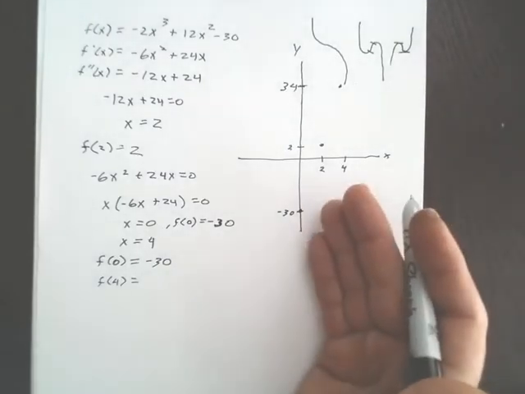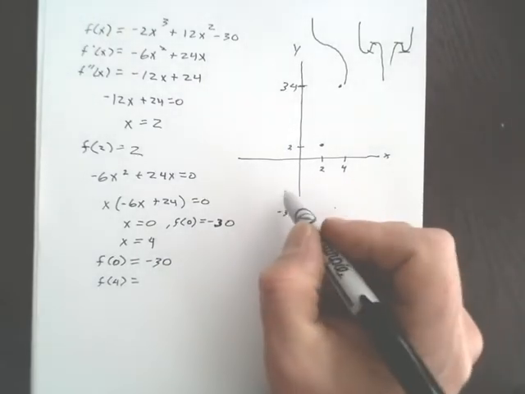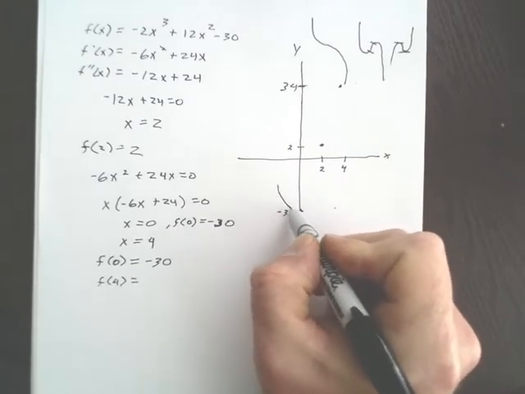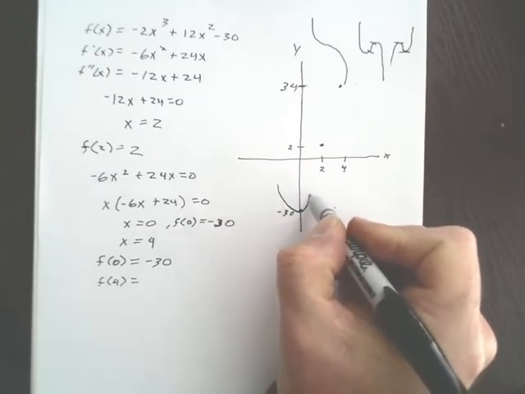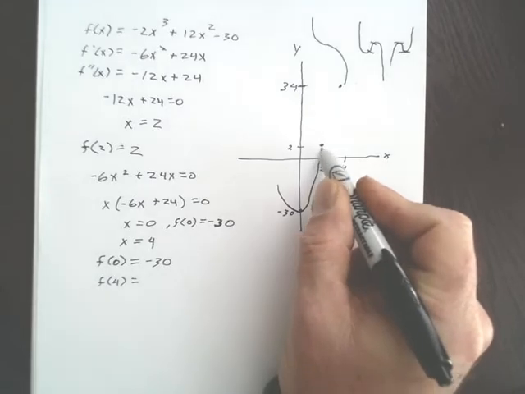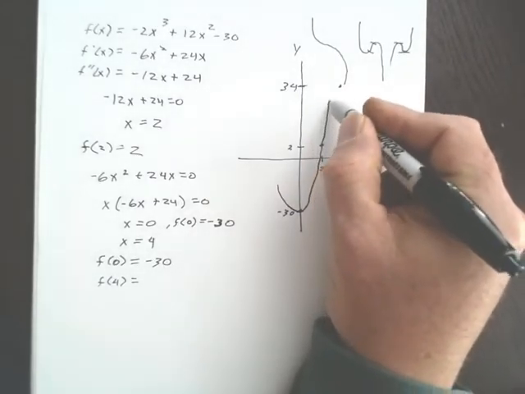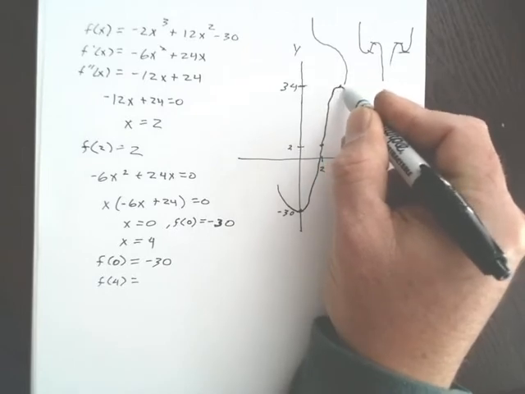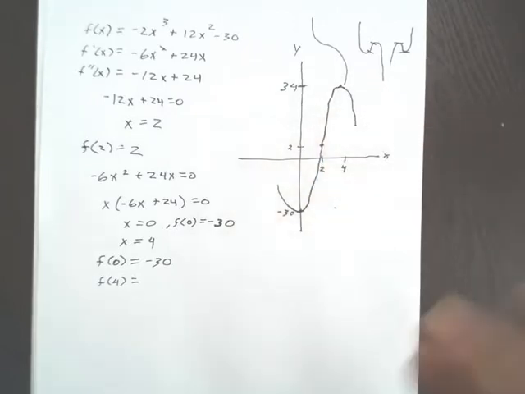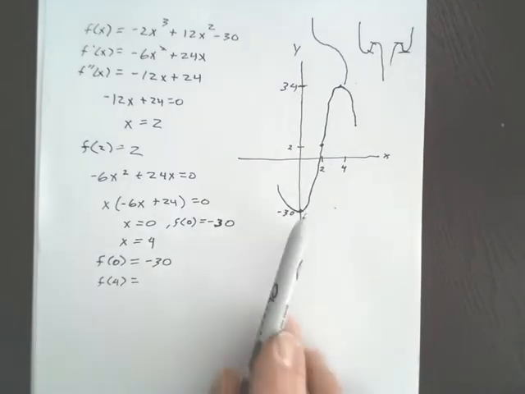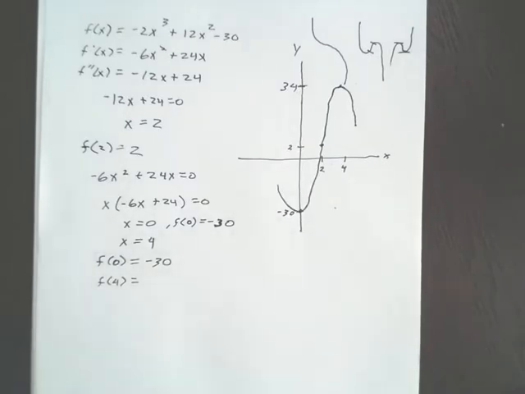Now we can see what this function looks like, and we can sketch it in. This function will look like this. That's easy enough. So we just sketched in that function. Let's do another one.